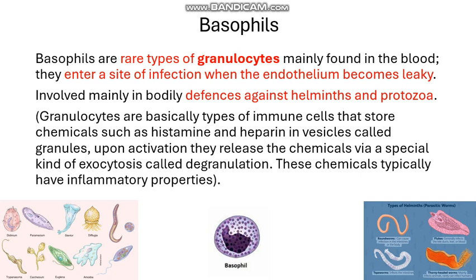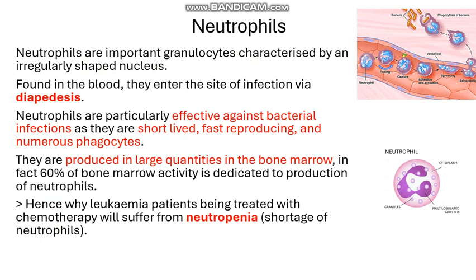When these granulocytes detect a pathogen through receptors, they perform a special kind of exocytosis called degranulation, where these granules containing these inflammatory chemicals bind to the cell membrane, and then they release these chemicals into the extracellular matrix, and they travel elsewhere throughout the body.